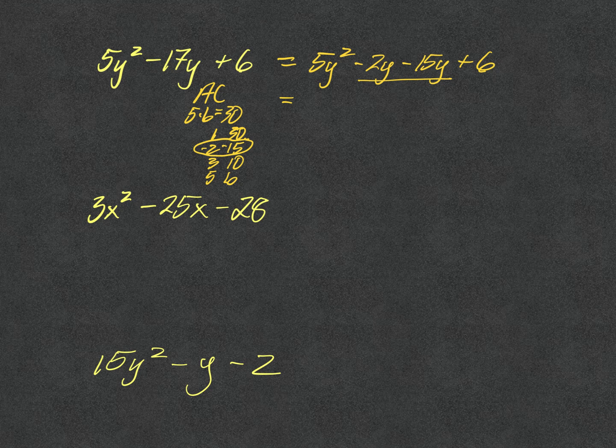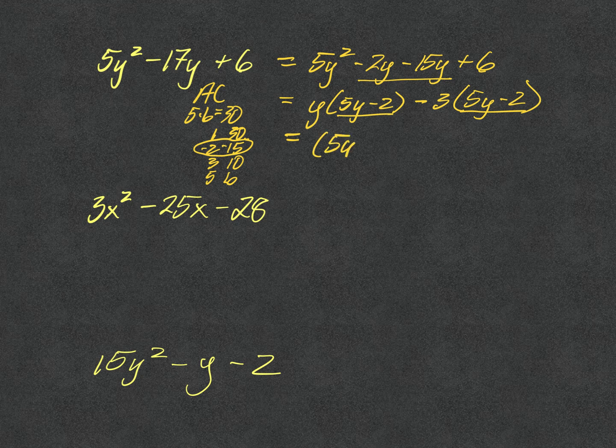So now I factor by grouping. So I take y times 5y minus 2 minus a 3, and that'll give me 5y minus 2. Now, why did I factor a negative 3 here? Because I want to make sure that my group is the same. And so if I had only taken a 3, I'd have had a negative 5y plus 2. And so taking the opposite sign makes them the same. At that point, I factor the group, 5y minus 2 times y minus 3. And I've got it. Okay, next problem.